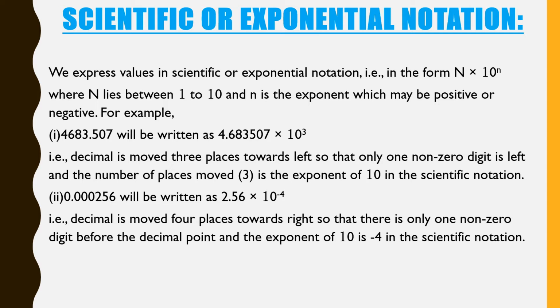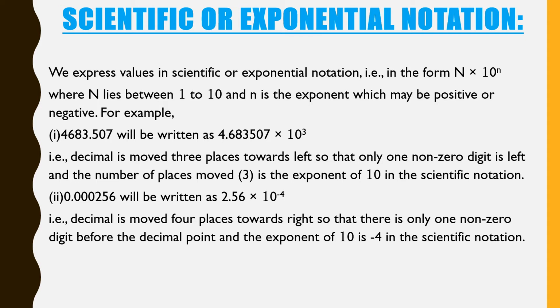Another example, suppose we are taking 0.000256. How can we write this in scientific notation? As 2.56 into 10 to the power minus 4. That is, here the decimal is moved 4 places towards the right, so that there is only one non-zero digit before the decimal point, and the exponent of 10, that is minus 4, in the scientific notation. So ultimately we are getting 2.56 into 10 to the power minus 4.